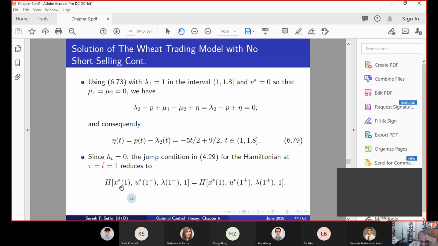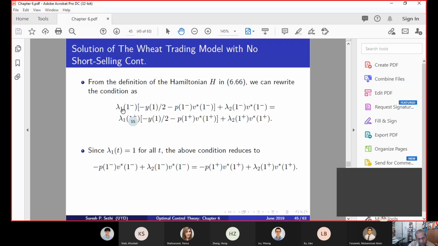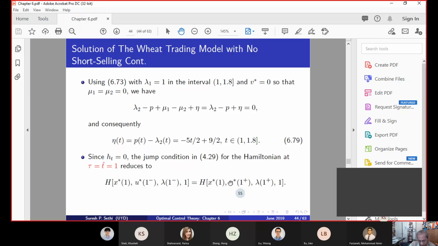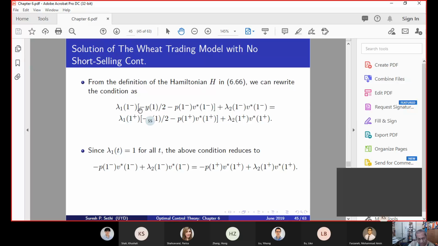X star 1, this is the control, P, this is lambda 2, this is time 1, this is time 1, this is plus, so I can put all of those values. Applying that condition, which comes from 4.29, we have lambda 1 minus y1 and so on equal to this. Because lambda 1 is 1 and is continuous everywhere, lambda 1 can be substituted and I have a condition like this.